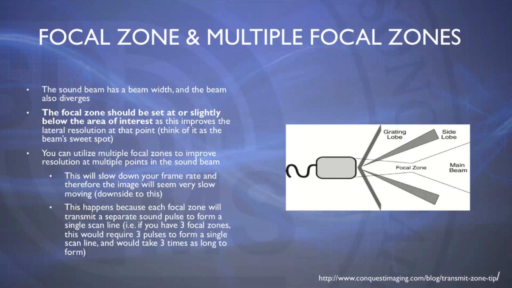By utilizing multiple focal zones, this can improve your resolution at multiple points, but it will slow down your frame rate. So that's something you have to keep in mind. For MSK structures, most of the time, depending on if you're doing something dynamic or not, if it's just for still imaging, 2 would be totally appropriate, maybe even 3 focal zones. If you're doing something that's more dynamic in nature, you'll probably want to just keep it at 1 focal zone to increase that temporal resolution.